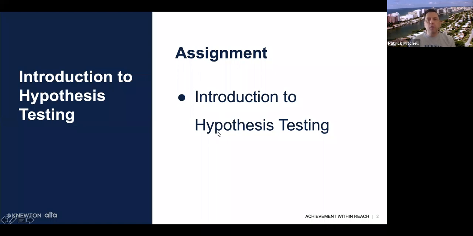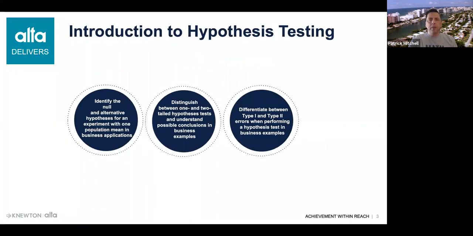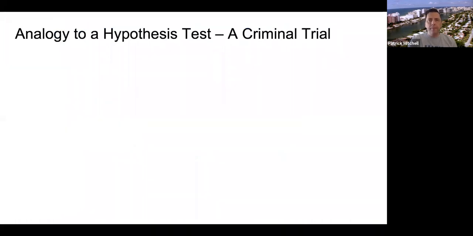So in this video, we will talk about the introduction to hypothesis testing, where we will identify the null and alternative hypotheses for an experiment with one population mean, distinguish between one- and two-tailed hypothesis tests and understand possible conclusions, and finally differentiate between type 1 and type 2 errors when performing a hypothesis test.